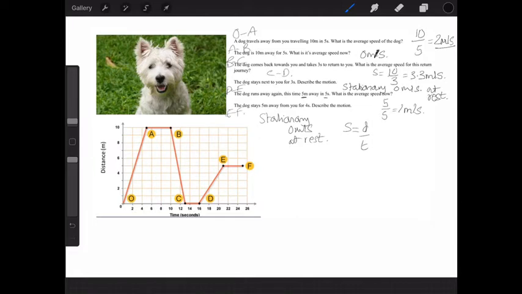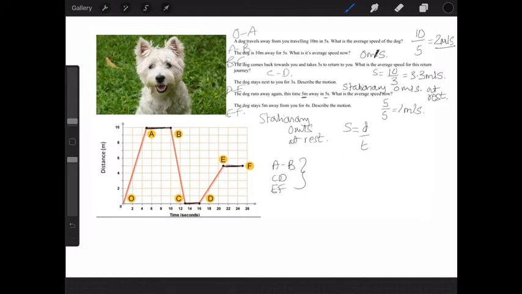I'm going to do all the stationary bits in one go first. So A to B, C to D, and E to F are all the same answer. What you may notice is on the graph, these are our horizontal straight lines.